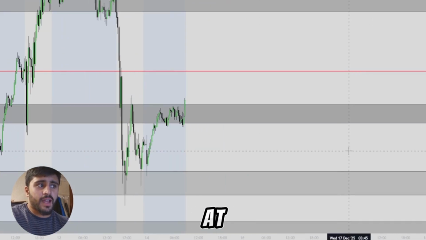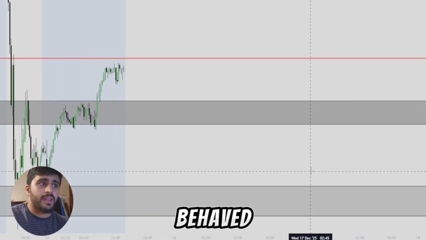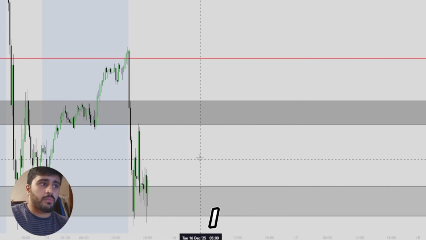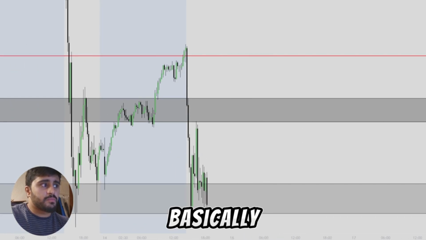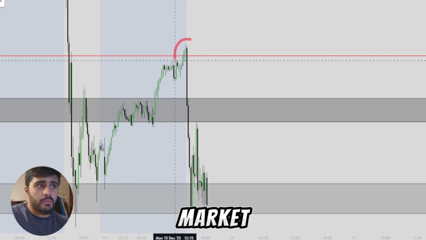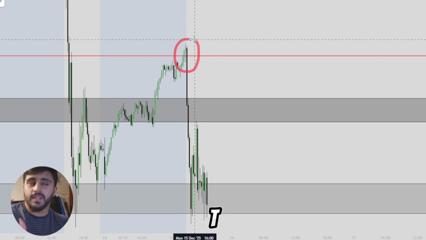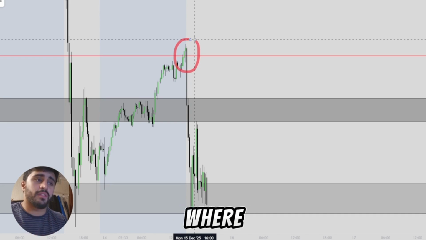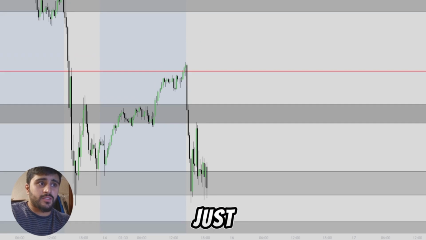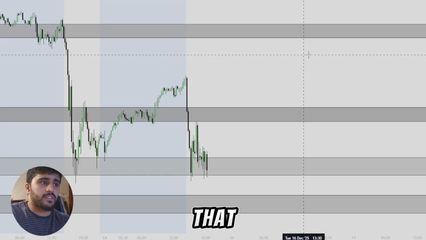Now, if we take a look at how Monday's price action actually behaved before I break down the trade, this is basically how it works, right? The market tested the previous week's point of control almost to the T. Now, it doesn't always work out like this, but using the volume profiles gives you a massive edge on where the markets are likely to react from. Just a quick tip so you can take that to your advantage.